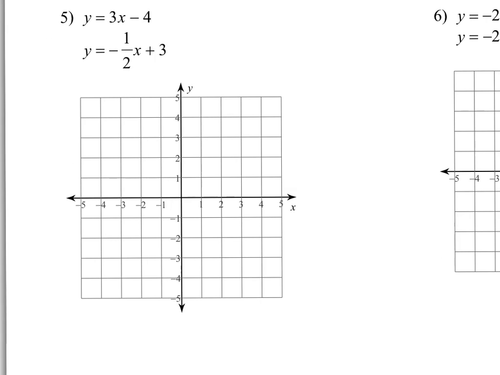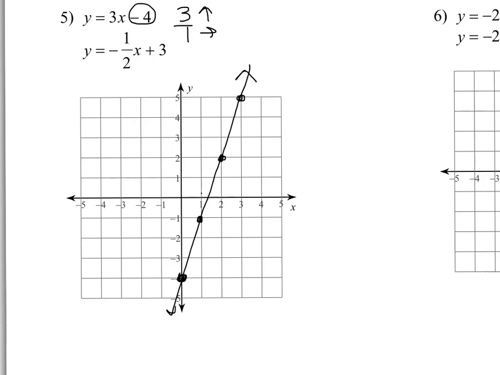On question 5, my y-intercept is at negative 4, and my slope is 3 over 1, so I'm going up 3 to the right 1, up 1, 2, 3 to the right 1. I'm going to connect with arrows on each end.